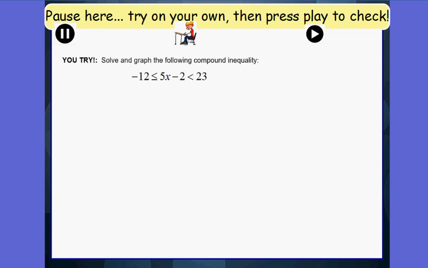I'd like you to pause the video here, try it on your own, and then press play to check to make sure that you understand how to do it.